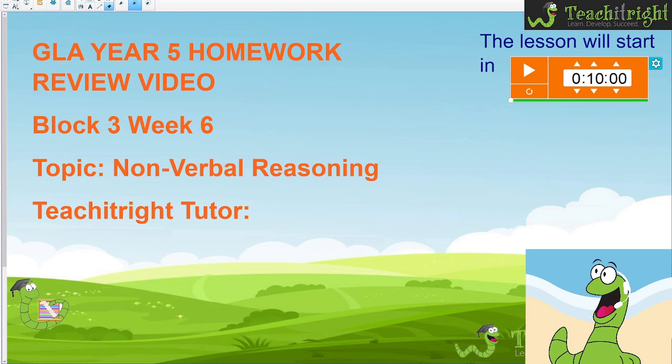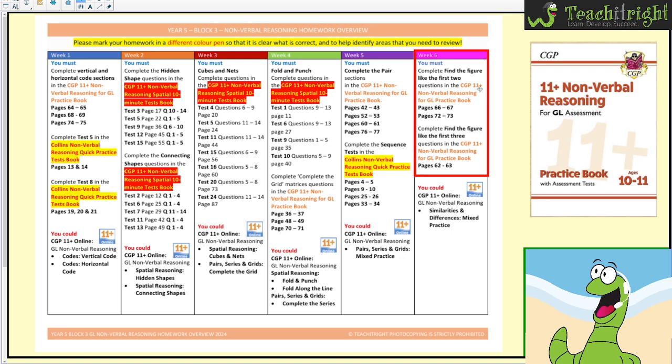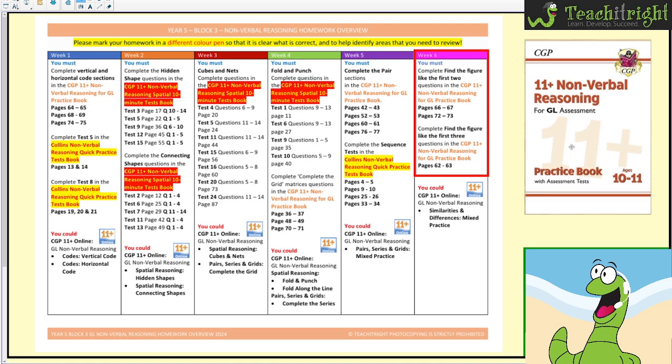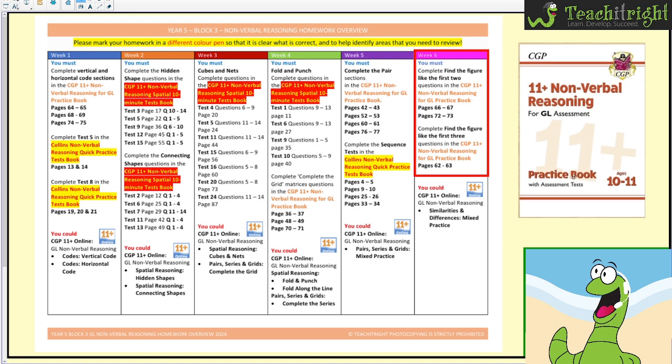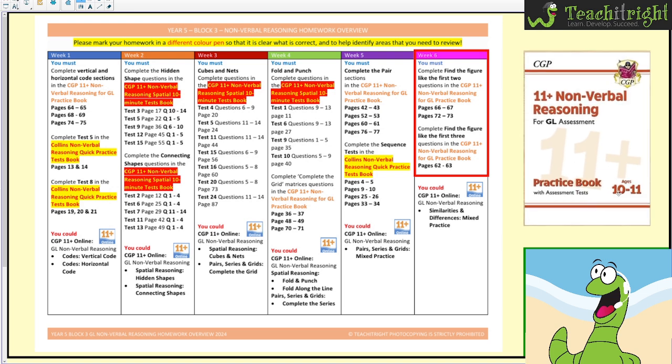This is the non-verbal reasoning video. There's a separate video covering the verbal reasoning. If you look at the sheet here, you can see we're doing about 6 pages, or 3 sets of pages, from this non-verbal reasoning book here, the CGP one. Please make sure that it's the 10 to 11 book, not the 9 to 10 from an earlier block, as that's quite important, as it will be the wrong question pages or book material that you've already done.